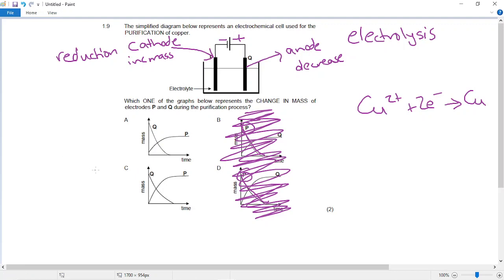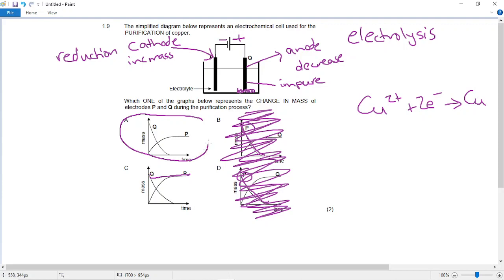Now we're left with A and C. So what is the difference between A and C? In both of them, the Q is going to nothing. But if you look in C, Q and P are more or less level, okay? That means that the amount of matter that was in Q was transferred to P. But the question says that this is impure. So if this is impure, there's no way you're going to get 100% out the other side, because all the impurities are going to fall off here and become sludge at the bottom of the electrolytic cell.